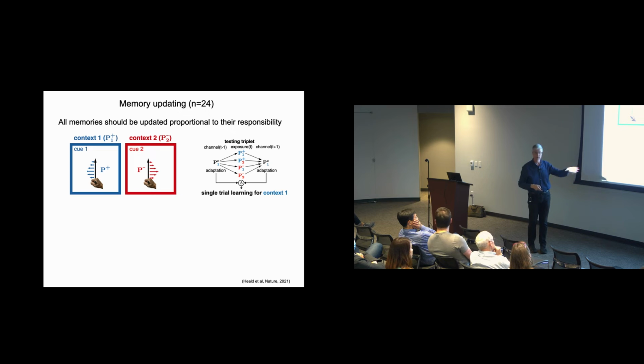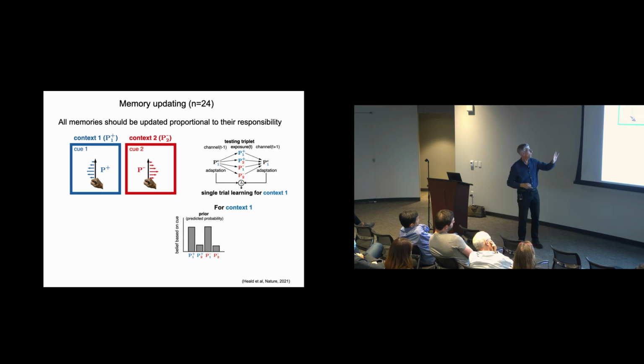Now, by symmetry of the experiment, had we looked at Q2, we'd have got the reverse. So we don't actually have to do both. Everything's sort of symmetric. And we look at the change in adaptation between this and this as single trial learning for what's in context 1. And I can give you an intuition about what we expect to see.